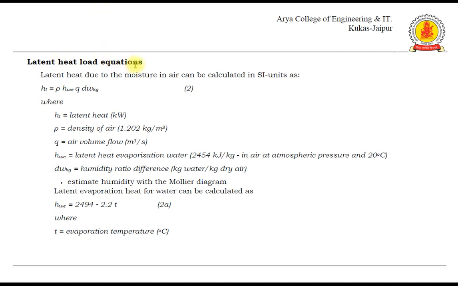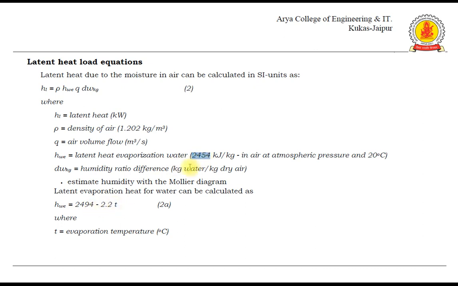Here we have the latent heat load equation. Latent heat due to moisture in air can be calculated as latent heat in kilowatt is equal to density of air that we know, times latent heat of vaporization of water. For practical purposes, we take this latent heat of vaporization as 2454, or in numericals we will take 2500, and in actual it is 2494 minus 2.2 times the dry bulb temperature.